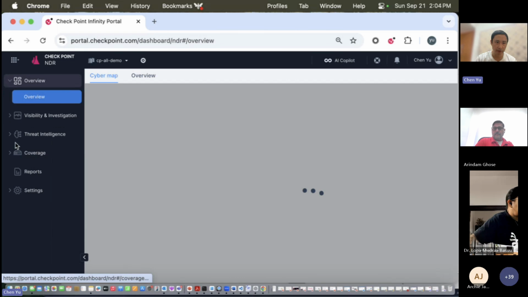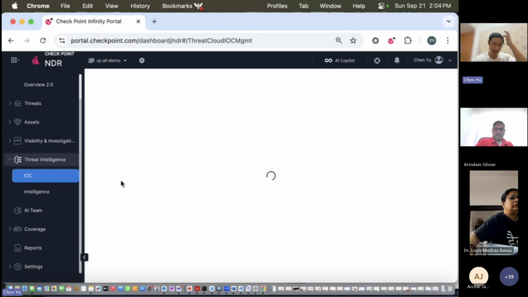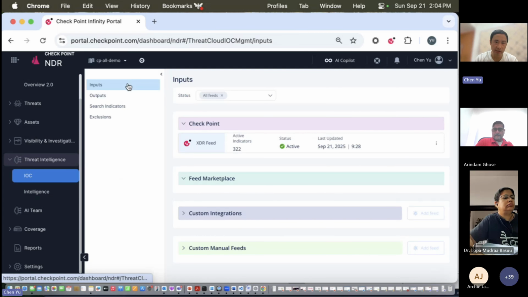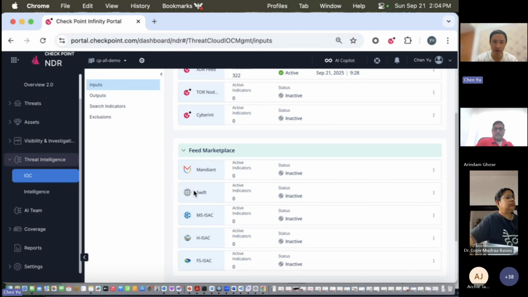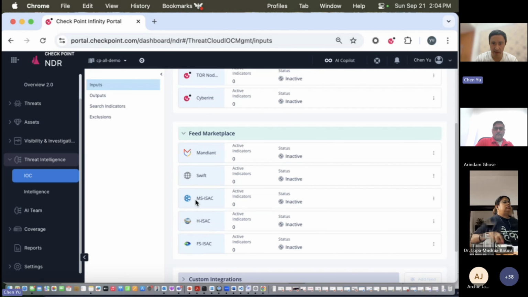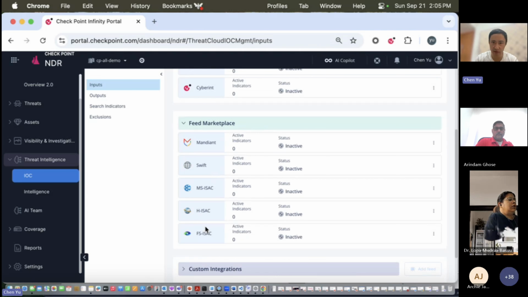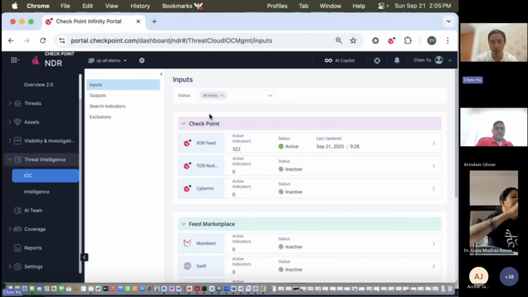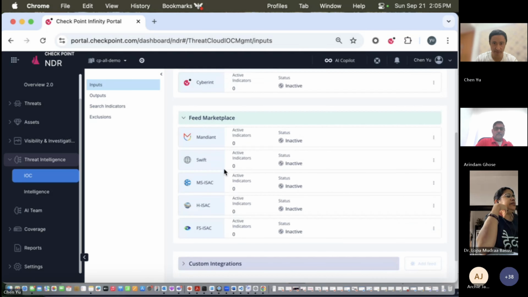Okay, so you can see from here, in this threat prevention IOC, you might have different IOC sources. You might have one from Google Mandiant, this one from another open source IOC vendor, and some different vendors. This one is from Checkpoint itself. So you will have the integration with different IOC sources.